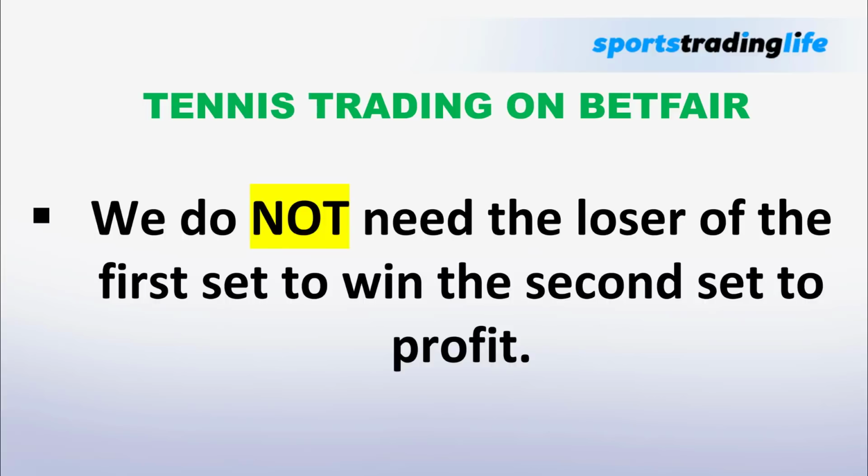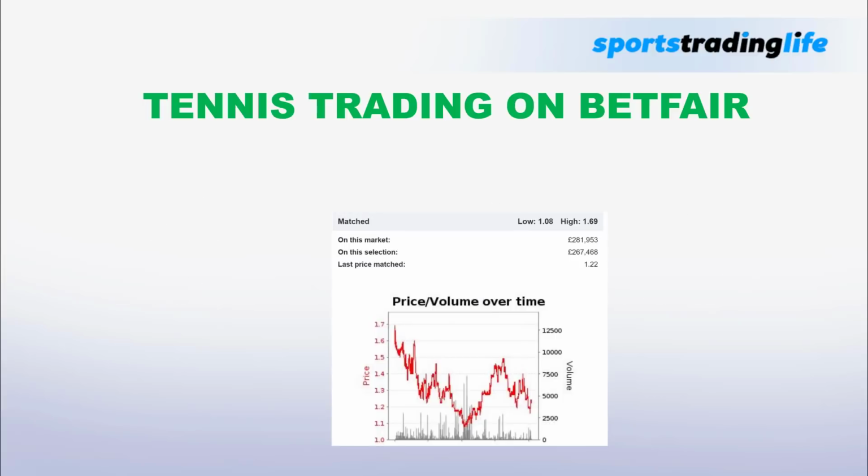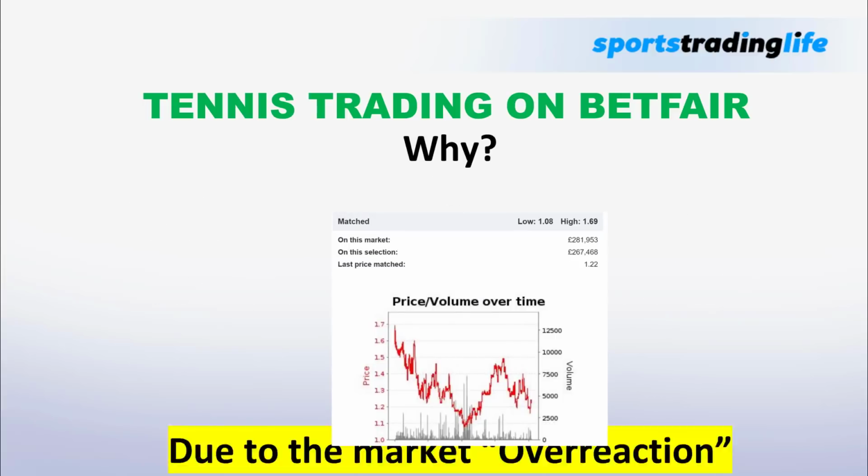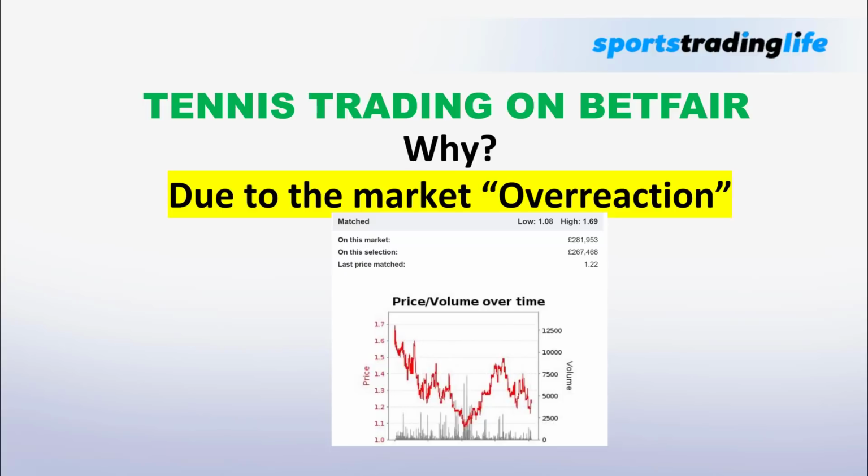We just need them to score, ideally, the first break of serve, or even just threaten to score a break of serve can be enough, okay? Especially if it is the underdog who won the first set against a strong favorite. If that second set begins and that strong favorite is threatening to get back into it, that's usually enough to move the market into a very profitable situation. Let me explain more of this. And why does this happen? It happens due to market overreaction.